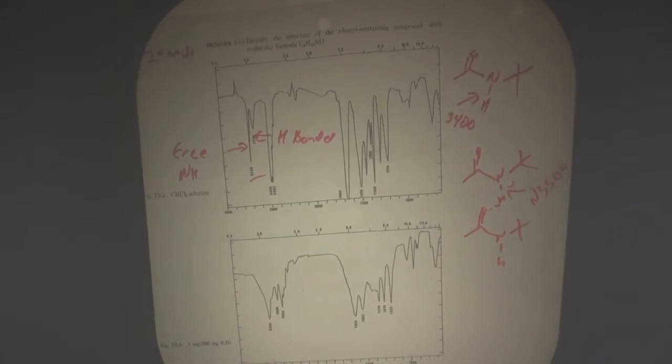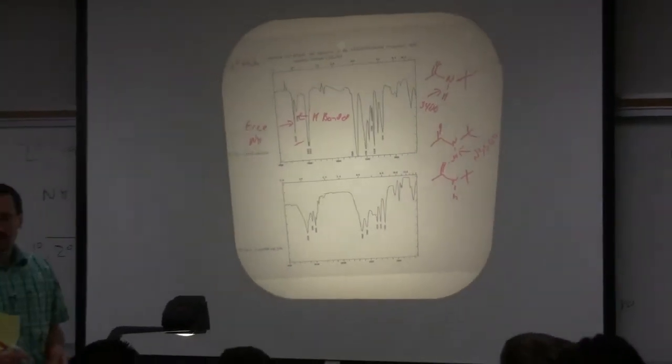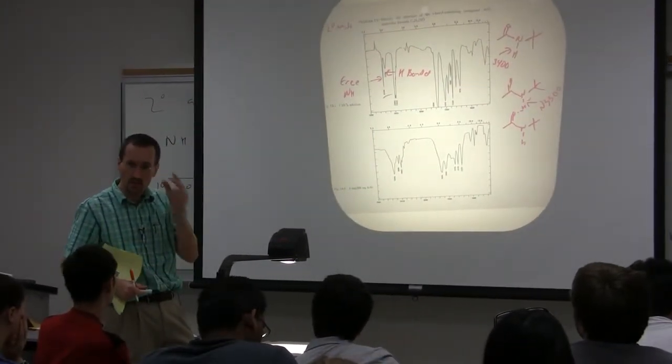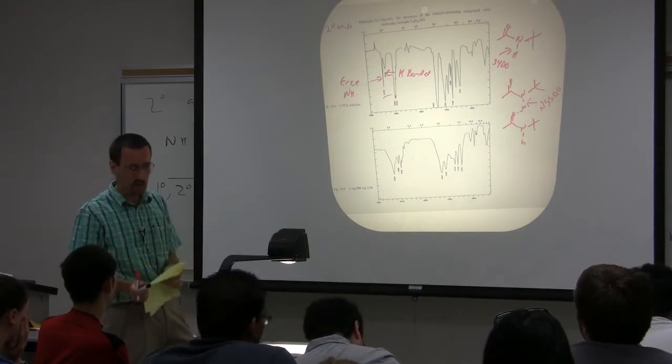If you have a primary amide, will the two peaks for symmetric and asymmetric be the same size? For a primary amide, yeah, they're a little bit different in size. Usually the one at the higher wave numbers is slightly larger.